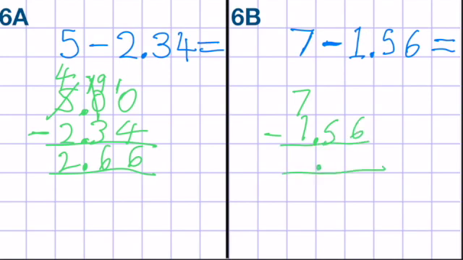Put a decimal point here. And I need to add a 0 there. So we are going to have to go all the way to the 7, make that into a 6, 10, 9, 10. 10 subtract 6 is 4. 9 subtract 5 is 4. And 6 subtract 1 is 5. 5.44.